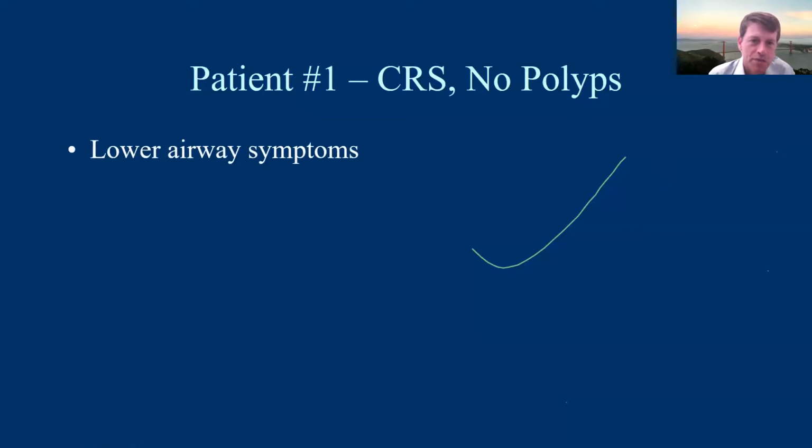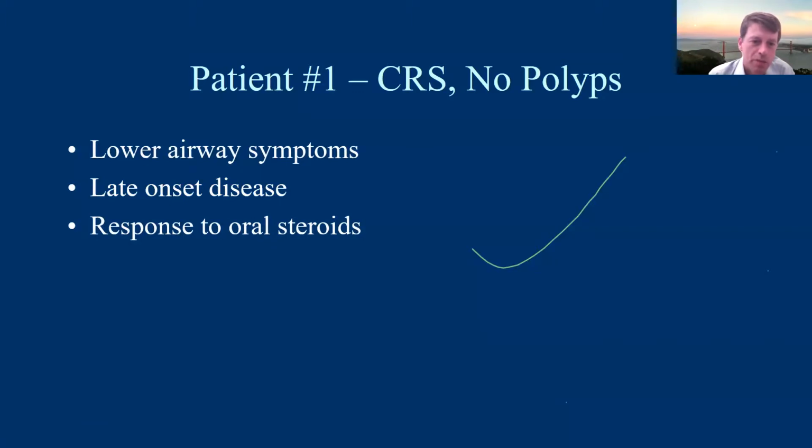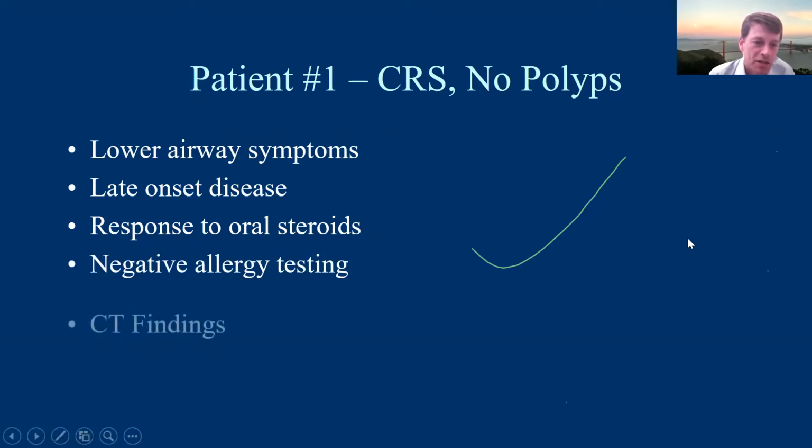He's got symptoms of asthma. He has late onset disease, which is typical for this type 2 inflammation. He had a marked response to oral steroids, again typical for this level of inflammation. Negative allergy testing is oftentimes seen in these type 2 patients. And he also has some pretty remarkable CT findings.